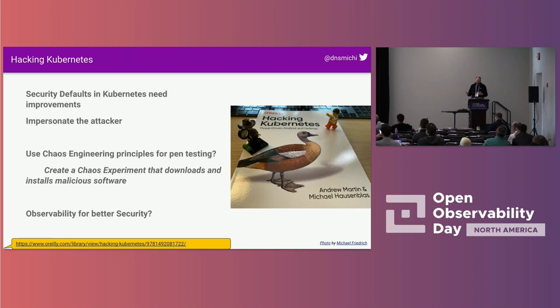Last but not least, looking from the security perspective into observability and chaos engineering, it could be, for example, an idea like a supply chain attack: creating a chaos experiment that downloads and installs malicious software, somehow combined with HTTP chaos or something like that. Which could also be an interesting approach maybe in the future.